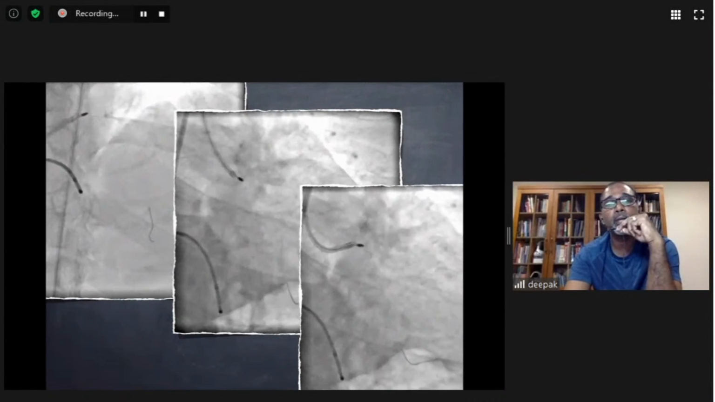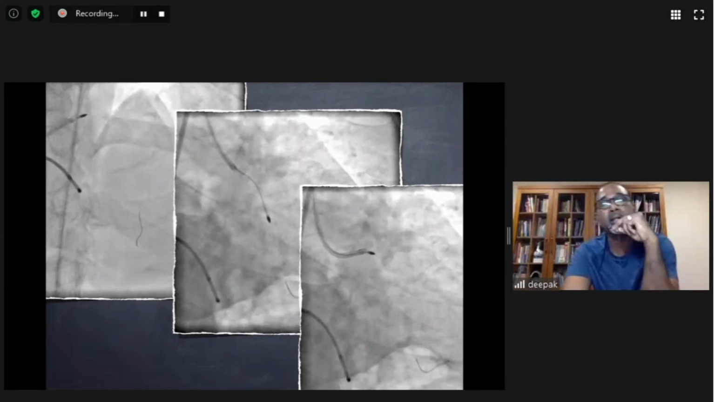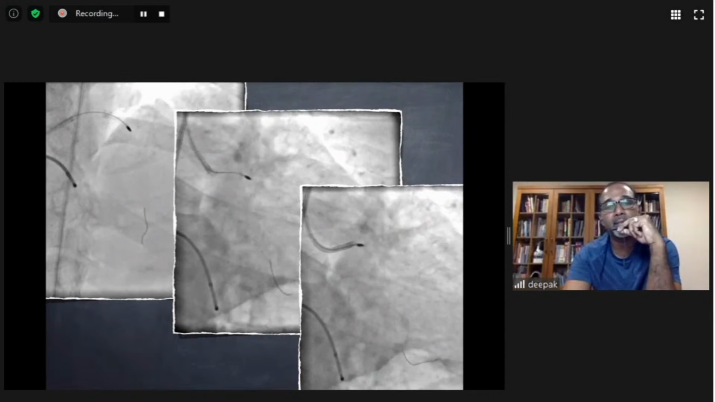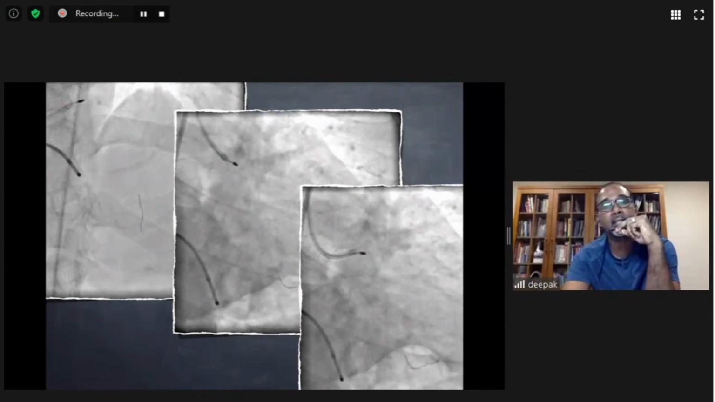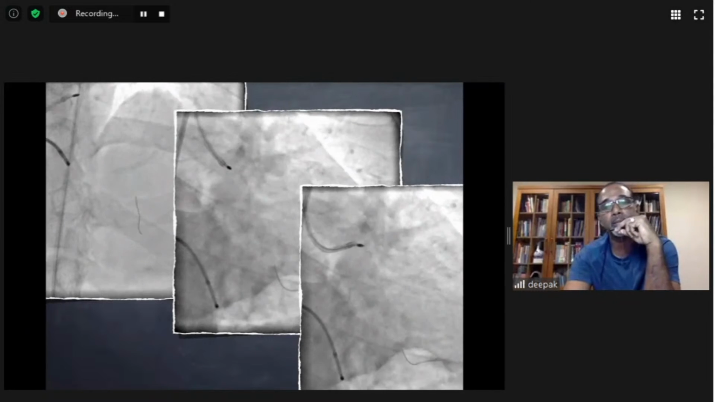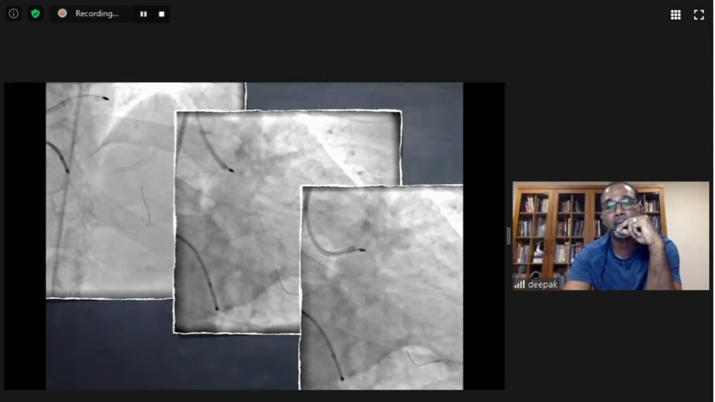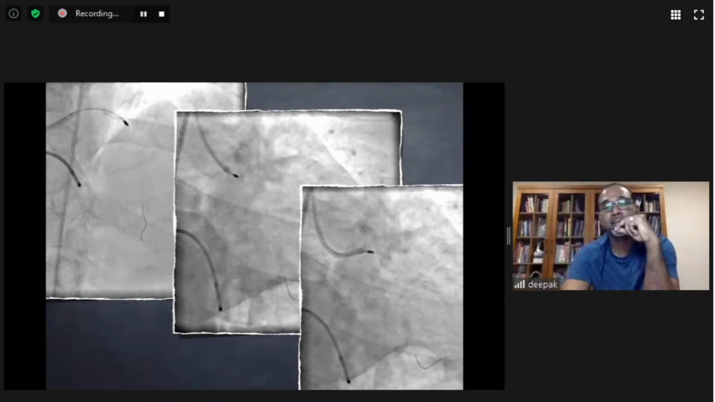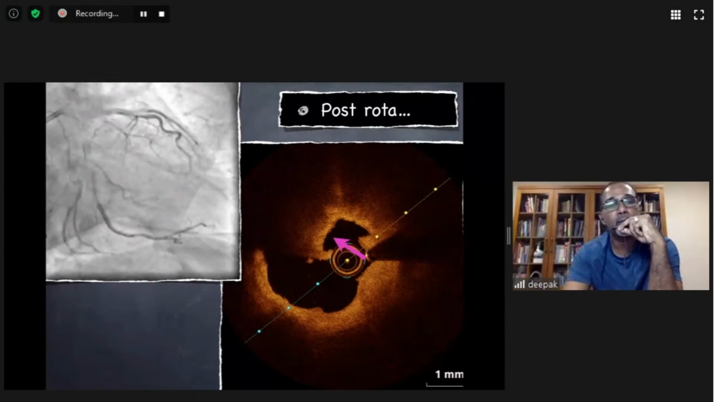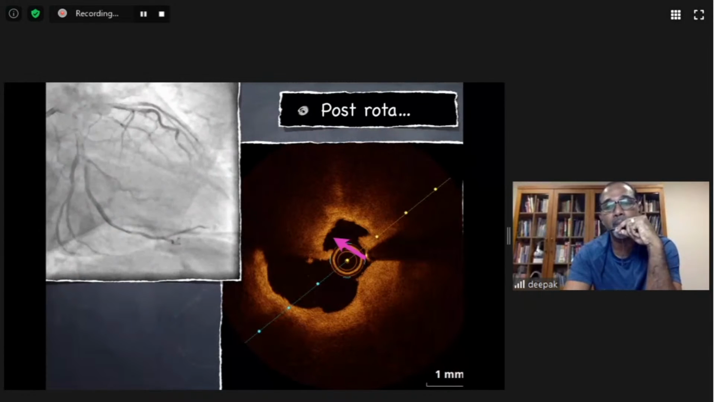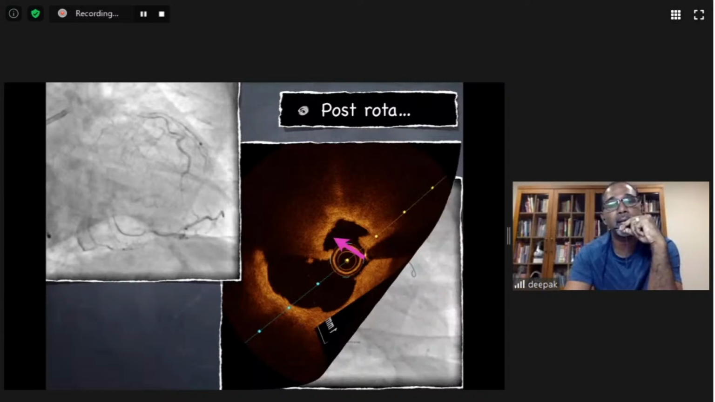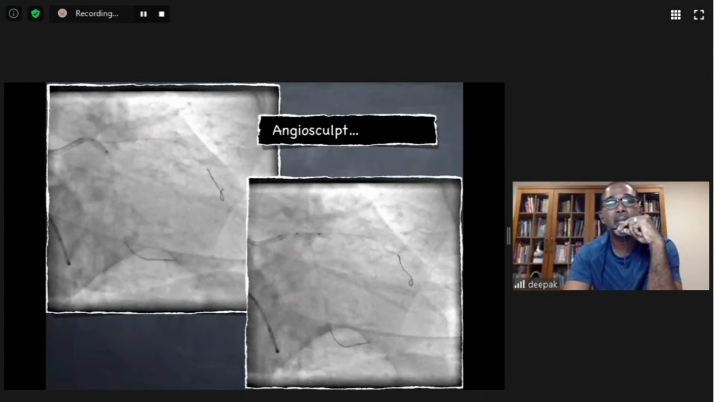So if you look at the two circumflex rotablation images, you could see that in the first image, the position of the guide catheter is from above downwards, and in the second image you could see that the guide catheter position is from below upwards, so that we could get two angles of cut at the bifurcation of the left main. Now that's the image following rotablation. You could see that there is a burr created in the calcified nodule over there, which can be identified with the help of this pink arrow.